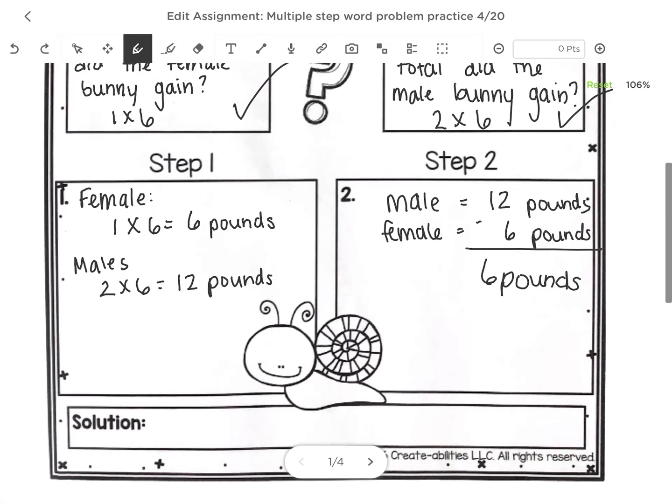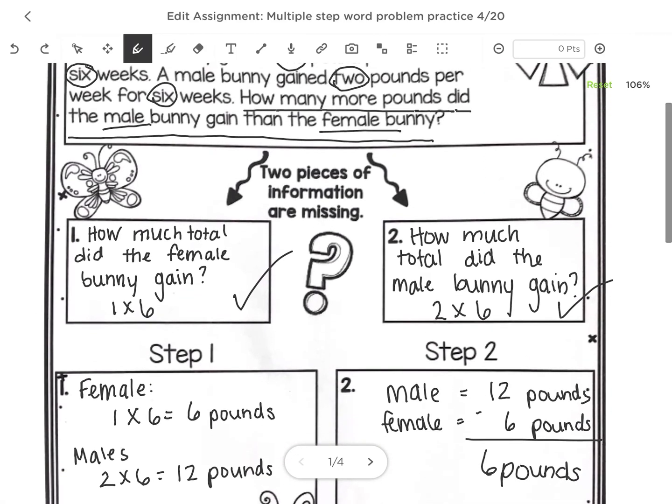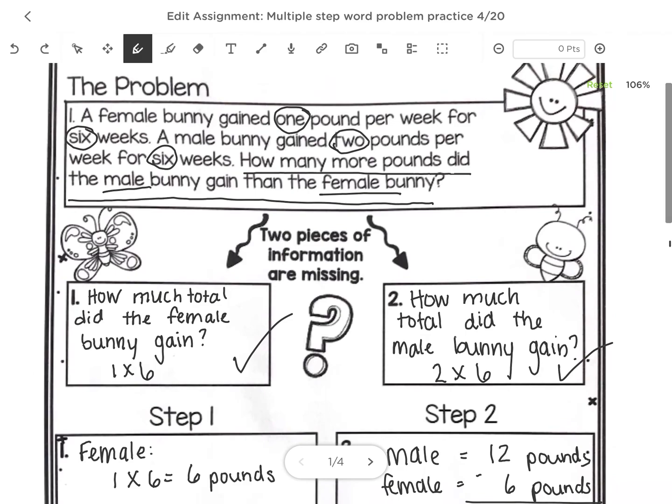So our solution, we're going to write out: male bunny gained 6 more pounds. So you have to start by finding out what two pieces of information you need first in order to ultimately answer your question. We can't just do 2 minus 1 or 6 minus 6. Even though those are our numbers and we know to subtract, there has to be that first step where we have to figure out what their total was.